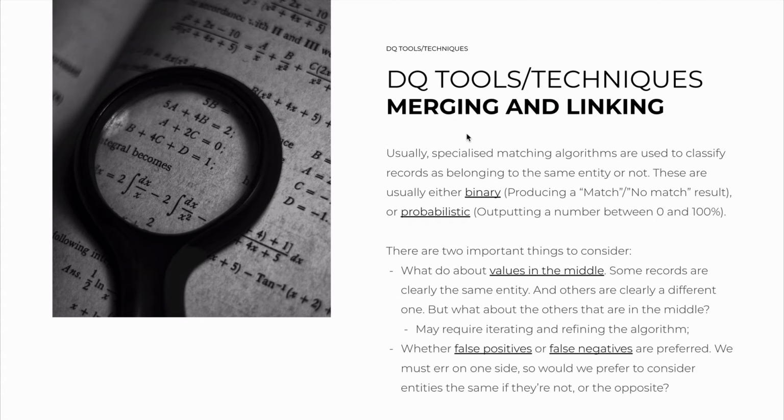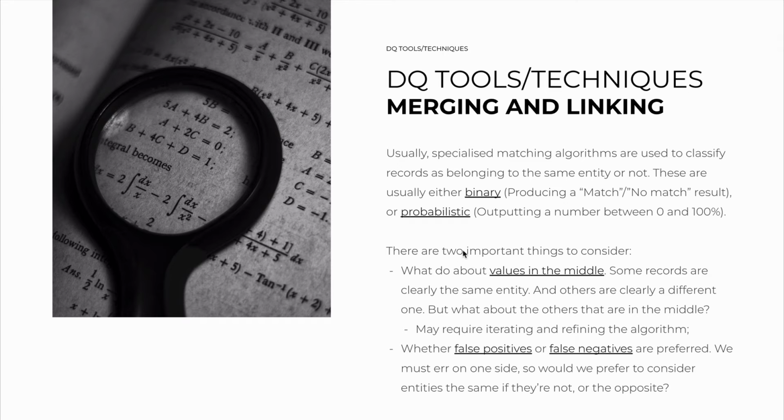Usually, some sort of specialized matching algorithm is used to classify records as belonging to the same entity or not at all. So you throw in a set of records and they spit out the results. These algorithms are usually binary, so you compare two entities and it tells you it's a match, it's not a match, or it's inconclusive, or they may be probabilistic. That is, you input entity A, entity B, and it tells you between 0 and 100% what is the match. For example, these two records are an 80% match.